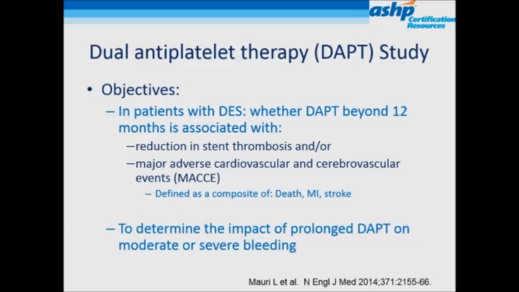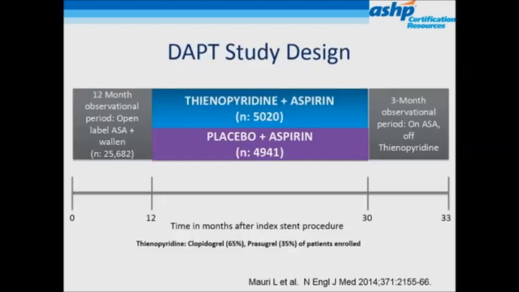And the way they defined MACI was a composite of death, MI, and stroke. Now, they also wanted to look at what the impact would be with regards to moderate or severe bleeding for patients who continue dual antiplatelet therapy versus those that stop. So what's the risk-benefit? So this is the design of the DAPT study.